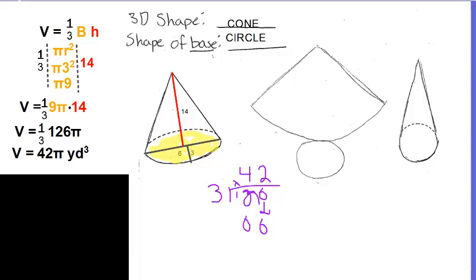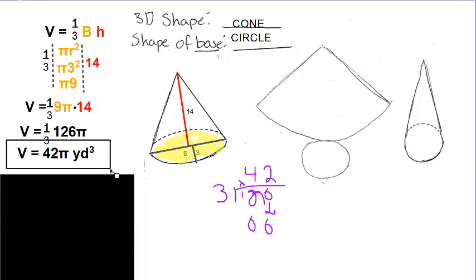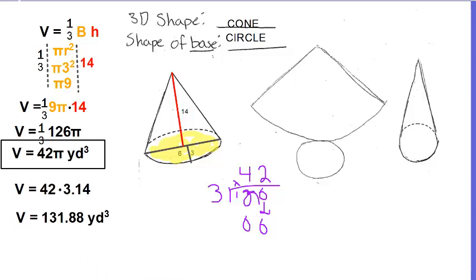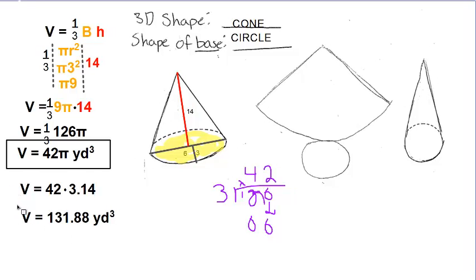If we were doing our answer in terms of pi, I would do that quickly in my head. 12 divided by 3 is 4, and 4 times 42 pi is the answer. If we're not doing our answer in terms of pi, our last step is to plug in 3.14 and work it out, which will get us 131.88 square yards. That is how you do the volume of a cone. Same as the cylinder, except for the 1/3 because it is like a pyramid.